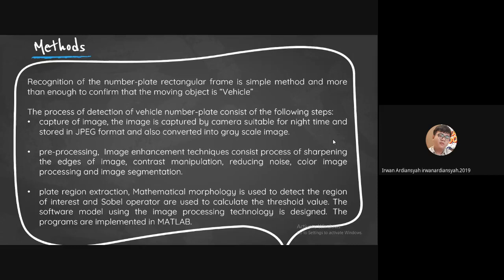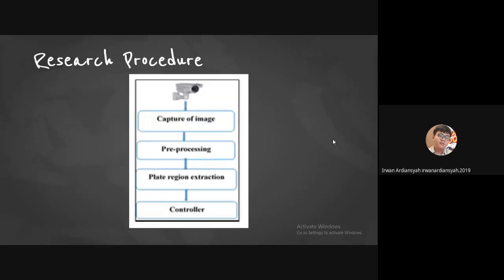Flat region extraction. Mathematical morphology is used to detect the region of interest, and several operators are used to calculate the threshold value. The software model using image processing technology is designed. The programs are implemented in MATLAB. So this is the research procedure.